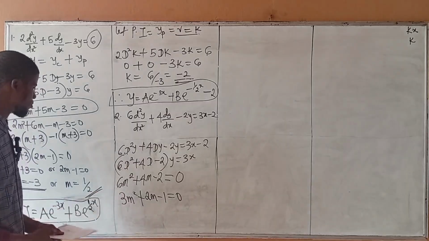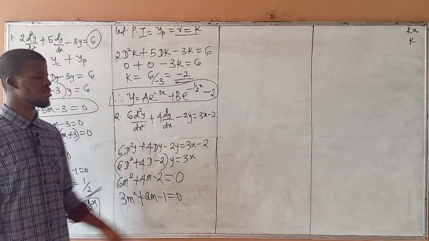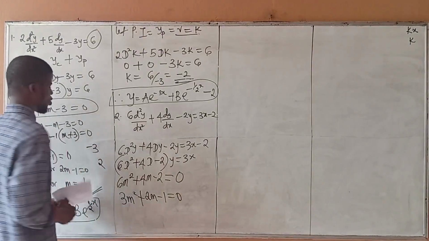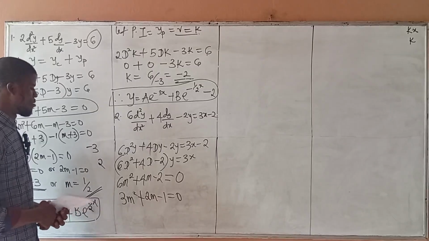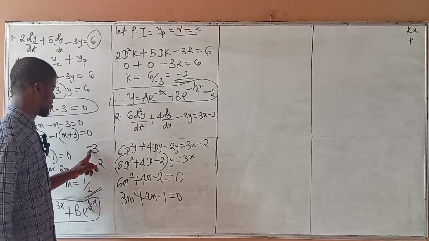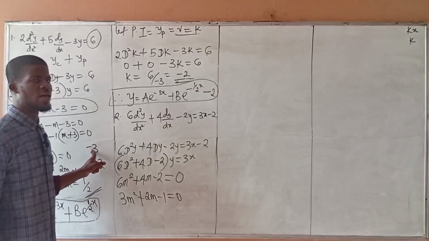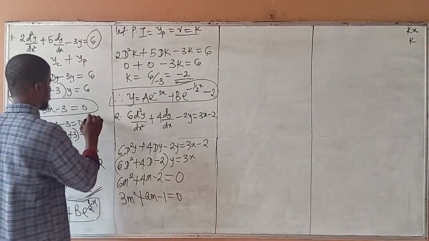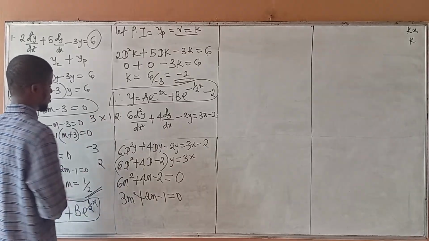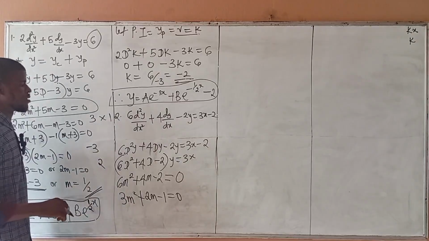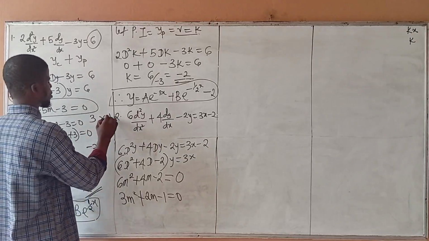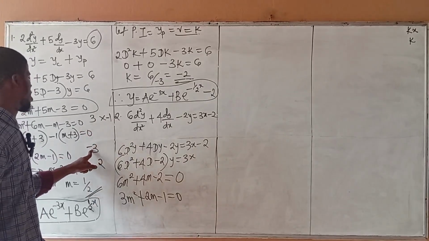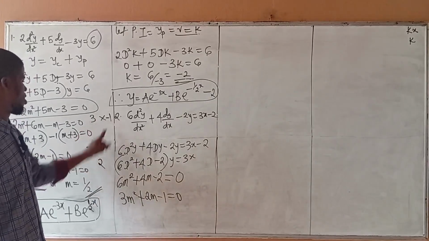Let's solve. 3 times minus 1 is minus 3. And I have plus 2 here. So two numbers, when multiplied, give me minus 3, and when added, give me 2. It is only 3 and 1 that will give me 3. But to add and get 2, it means the 1 must carry a minus. So that 3 times minus 1 is minus 3, and 3 plus minus 1 is 2.